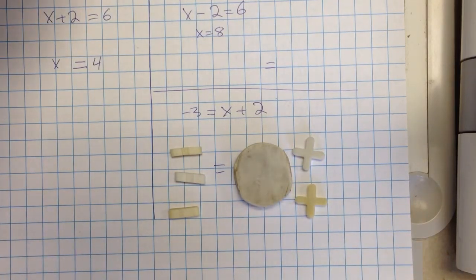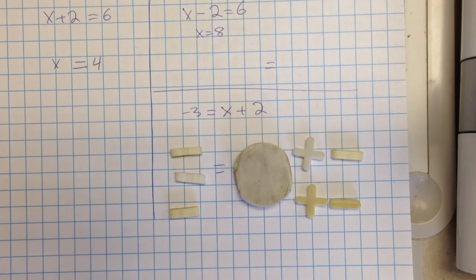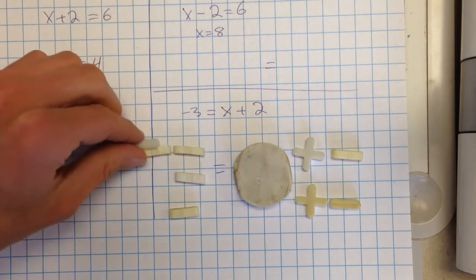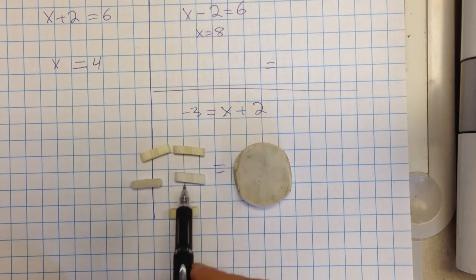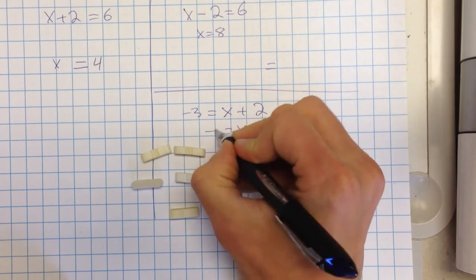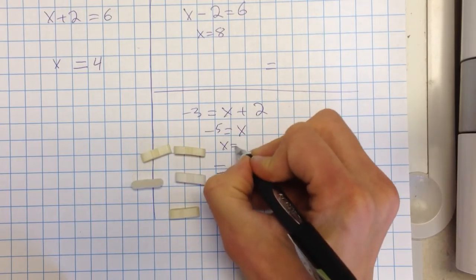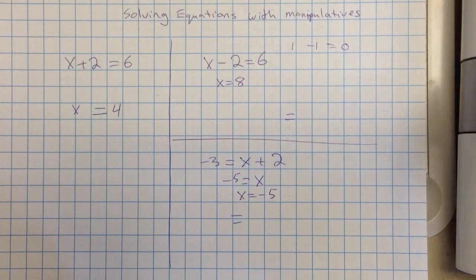To get rid of them, I'm going to have to add 2 negatives. If I add a negative and a negative to the right side, I also have to add them to the left side. Now I have some pairs. This is equal to 0. This is equal to 0. And I see that x is equal to 1, 2, 3, 4, 5 negatives. You can write it like that, or you can write it like that. So this is one way to visualize what algebra and equations really mean, especially with one-step equations.